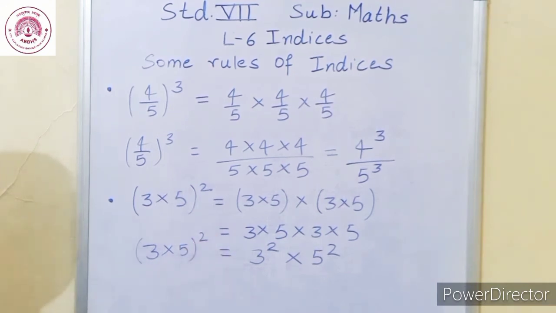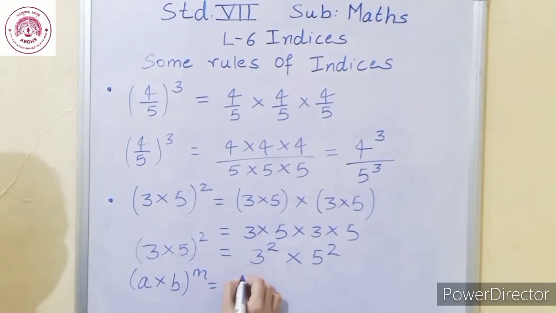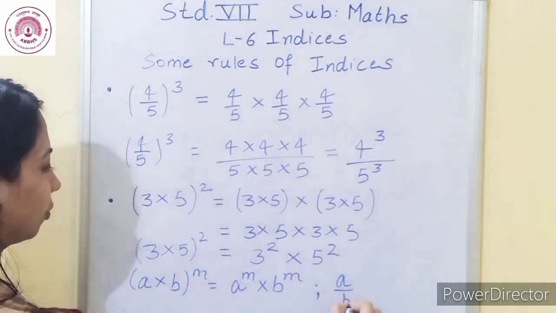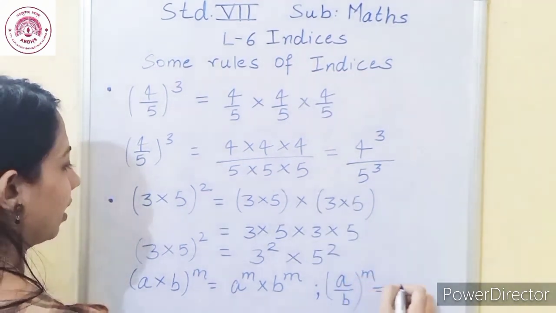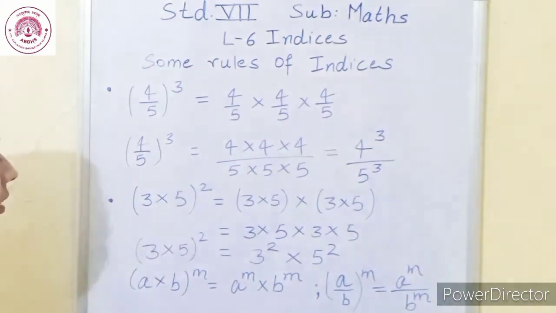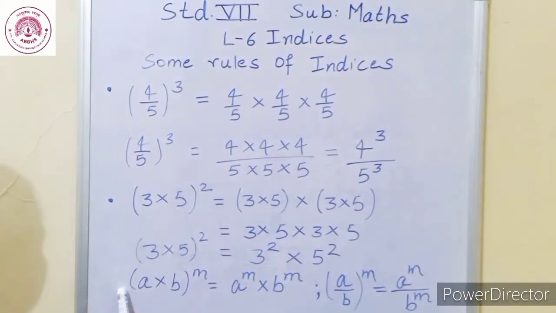So we can conclude from these two examples that if a and b are non-zero rational numbers and m is an integer, then a multiplied by b raised to the power m equals a raised to the power m multiplied by b raised to the power m, and a upon b raised to the power m is a raised to the power m upon b raised to the power m. This is one of the rules of indices.